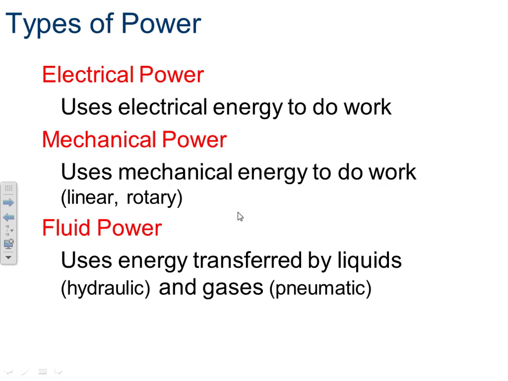Types of power: electrical uses electrical energy, mechanical power uses mechanical energy. And that can either be linear, back and forth, or rotary, which is in a circle. And then fluid power. Fluids we usually think of as gases, but they include gases and liquids. So if it's a liquid, it's hydraulic power, and if it's a gas, it's called pneumatic power.